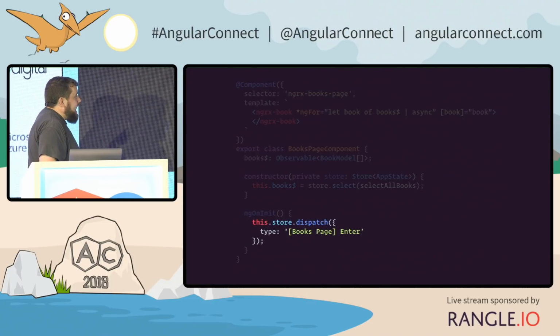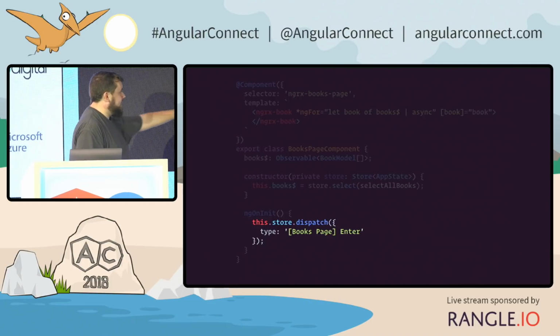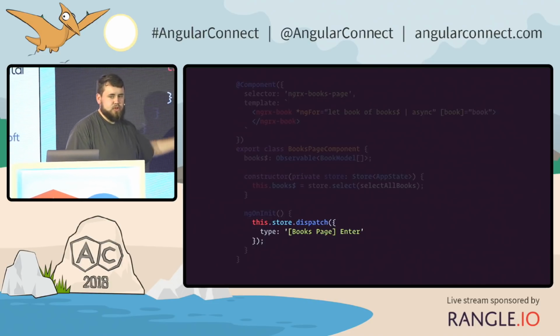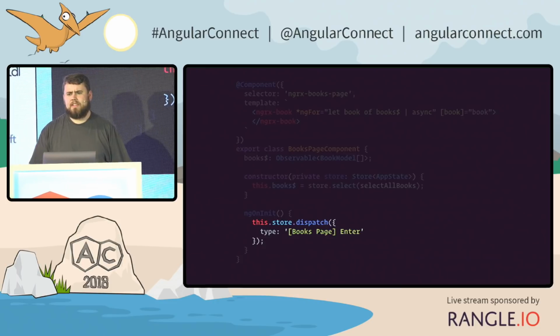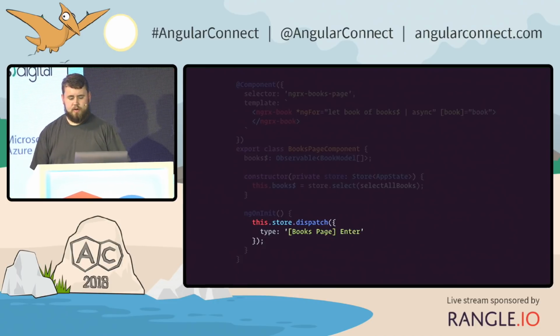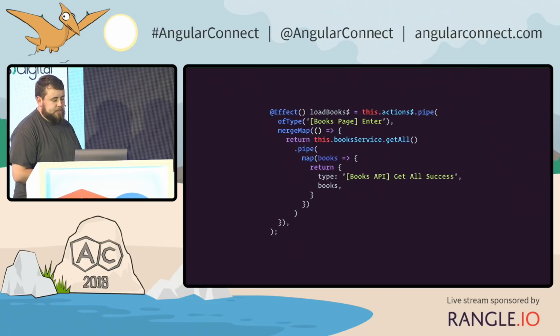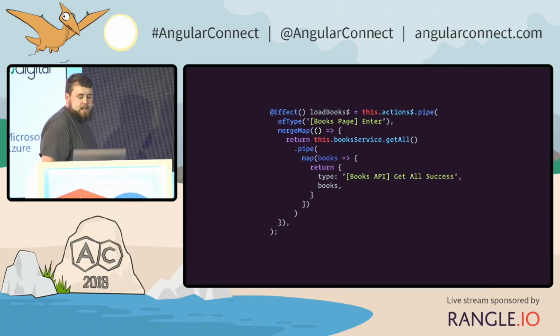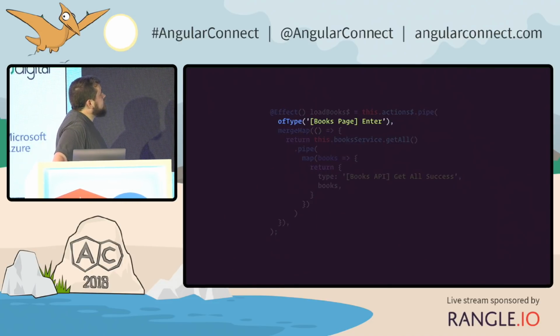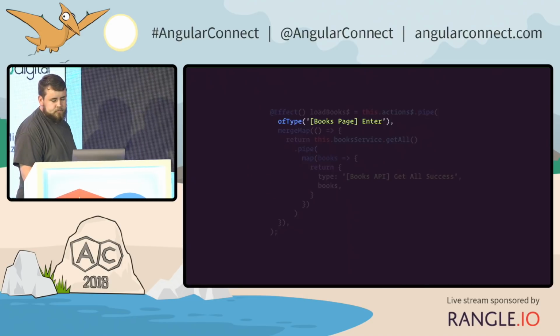You see, the first thing that happens to get this data is this component dispatches an action called an interaction, and the actor is the books page. This captures the event of entering this route using the Angular router. From there, in a completely separate file, there's a special Angular service called an effect. And it's using a special Rx operator to listen for actions of that type. It is listening for that interaction.